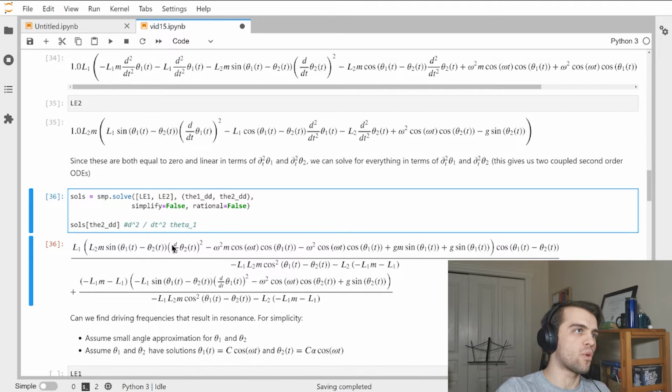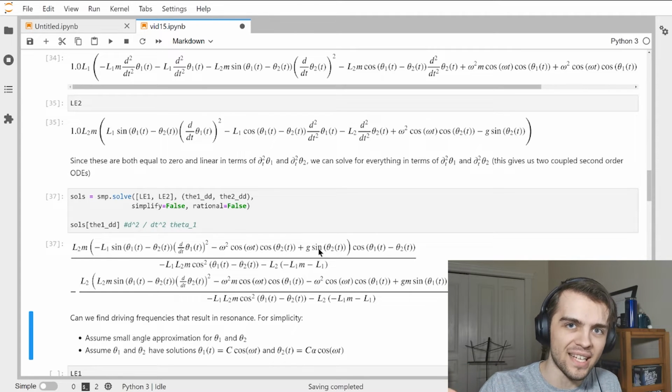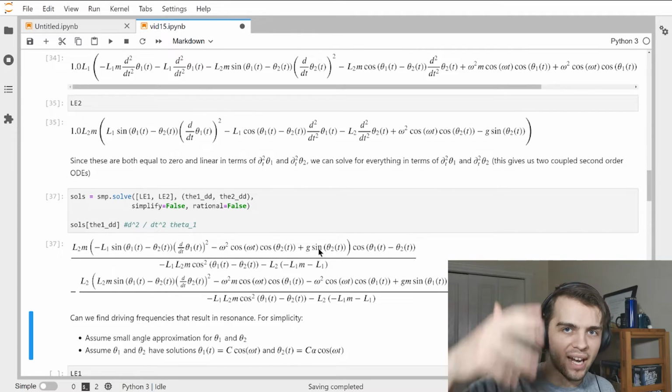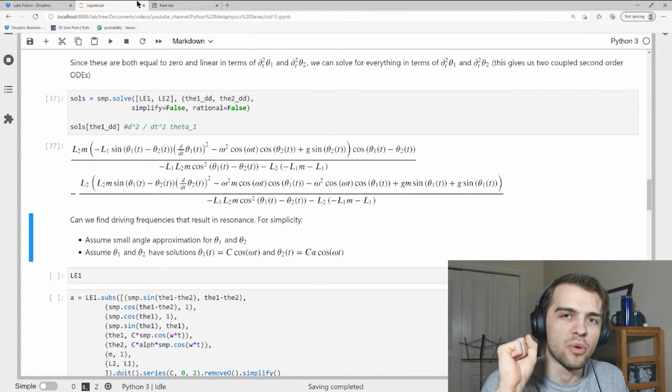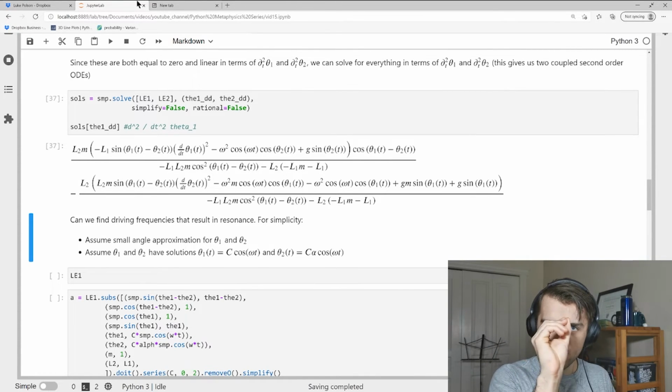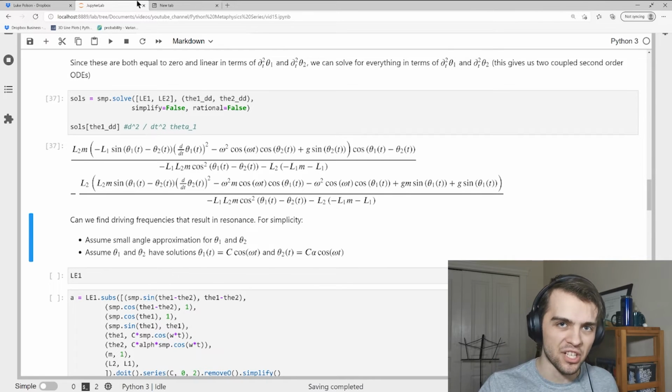The same thing for theta 1 double dot. So I have all the information I need. I can create a NumPy function, and I can solve these equations of motion. Now, what I specifically wanted to do is find the driving frequencies of the motor that resulted in the system being at resonance.